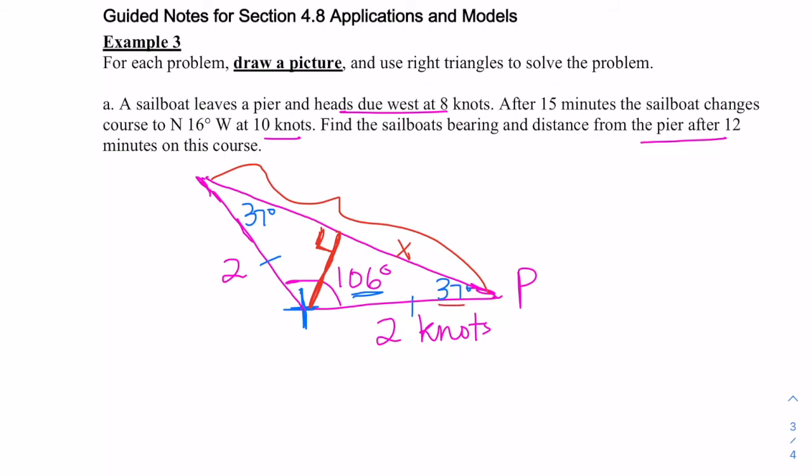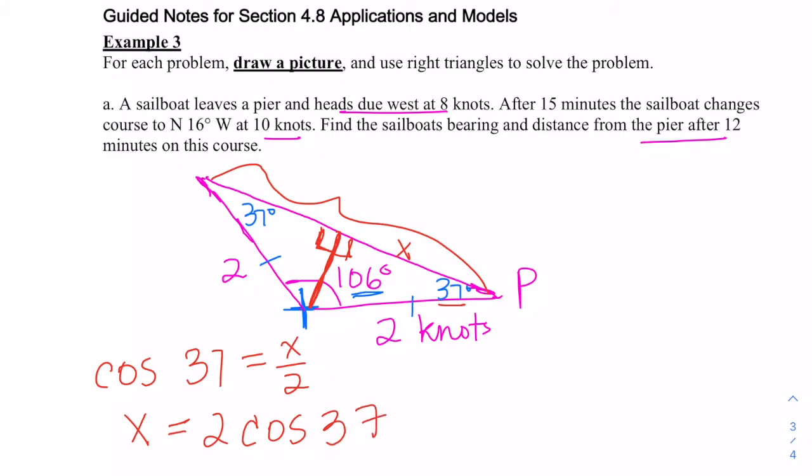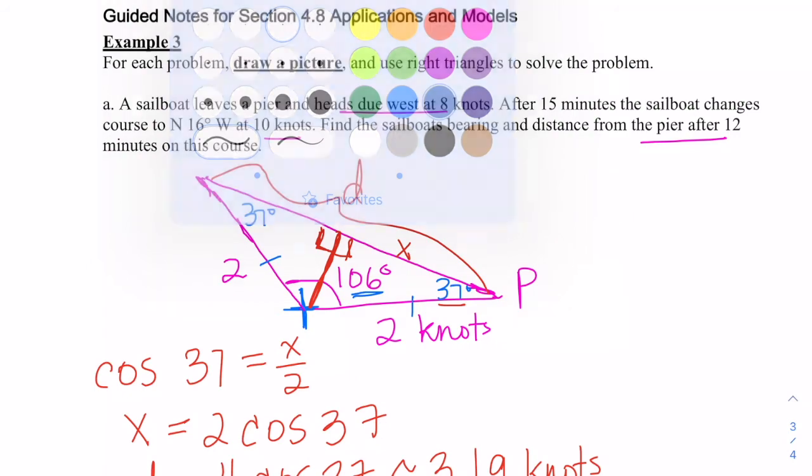So if I know that this angle is 37, well, the cosine of 37 will equal x over 2, right? This is the right triangle. So we know that x equals 2 times the cosine of 37. So we know this distance d will just be twice that. So this will be 4 times the cosine of 37, which is about 3.19 knots. And that makes sense because the other two sides are 2, so it has to be a little bit longer.